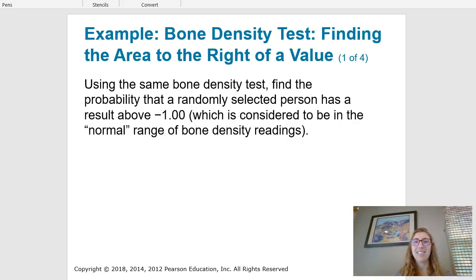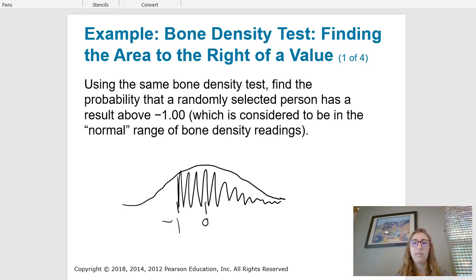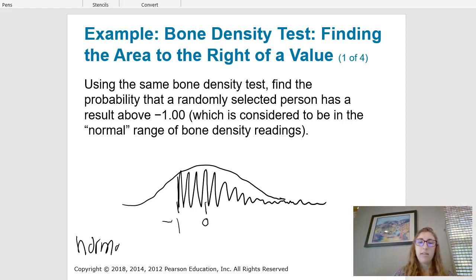All right, please do this example now. Please pause this video and do this problem. And remember, draw yourself a picture, please. So we're drawing our standard normal distribution because we're still talking about z-scores here. A mean of 0, and -1 is to the left, because negative z-scores are on our left-hand side. And we want the probability of above -1 here. Go on forever. So again, we're using normal CDF.